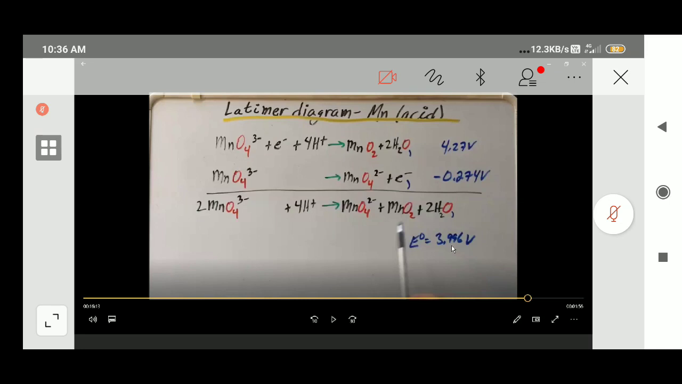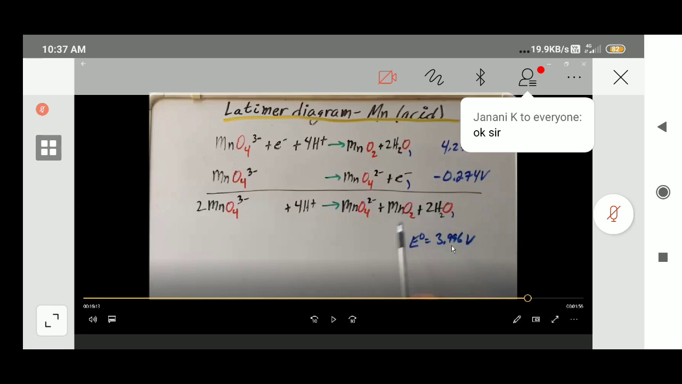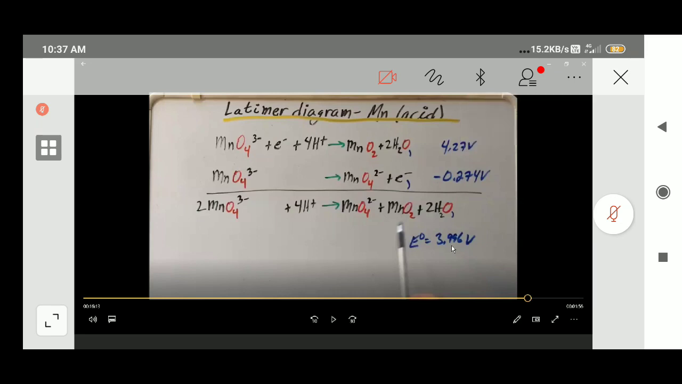So what we can do is, the idea is simple. Mn has multiple oxidation states. Because Mn has multiple oxidation states, it has a possibility to do something called a disproportionation reaction. Since it has the possibility to undergo a disproportionation reaction, what could be the final E naught value for that particular disproportionation reaction, and what are all the conditions required? So this is the way in which the Latimer diagram is used to understand the disproportionation reaction.